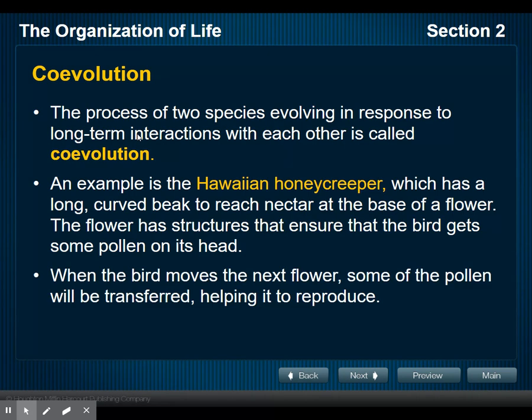And that brings us to coevolution, which is our big topic for today. Coevolution is a process of 2 species. It could be a plant and an animal, an animal and an animal, a plant and a plant, or bacteria or protist or any organism, evolving in response to long-term interactions with each other. This is called coevolution. Co means together. Evolution, of course, means a change. So, can you think of something that has adapted or evolved in response to something else? It needs to be 2 living things.